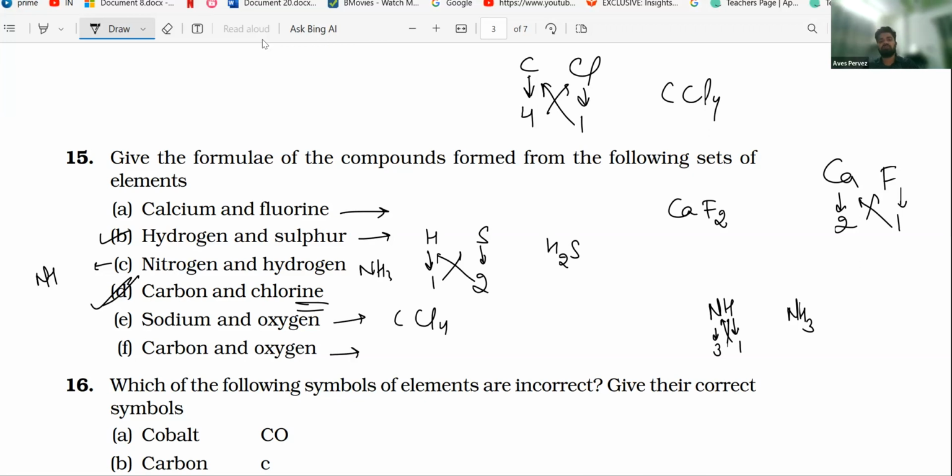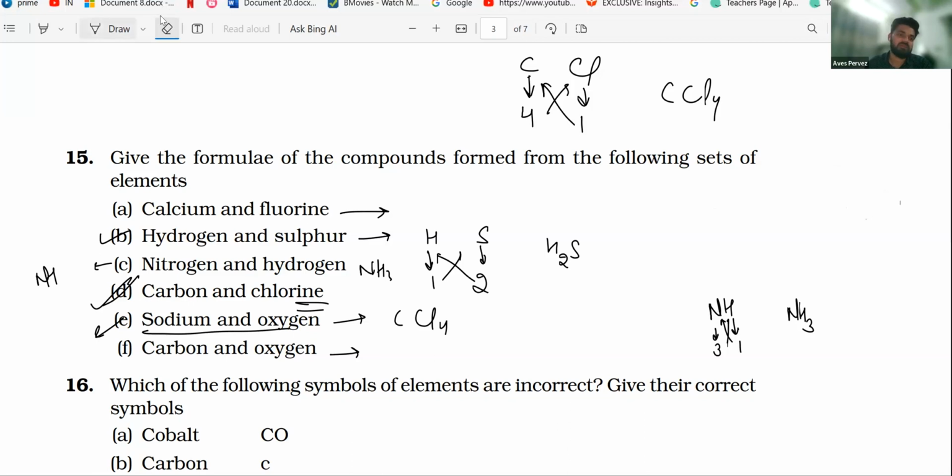What's the formula for carbon and oxygen? Na2O. You are talking about sodium and oxygen. Okay, what's the formula for sodium and oxygen? Na2O. Why Na2O? Because oxygen valency is 2, Na is 1. Yes, because sodium has valency 1 and oxygen has valency 2. You cross multiply these two.